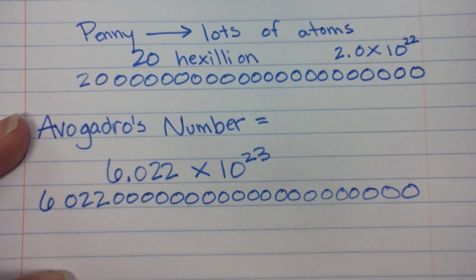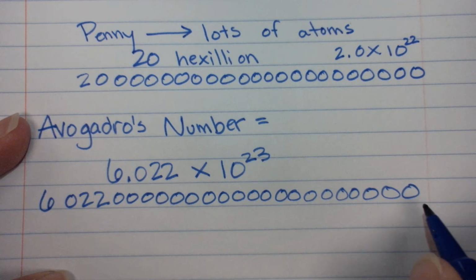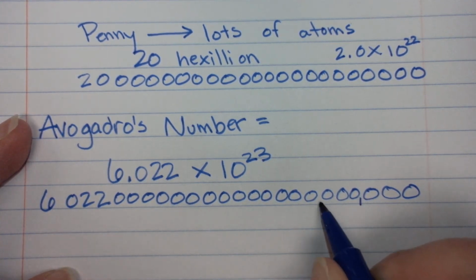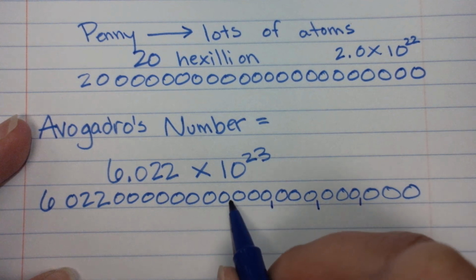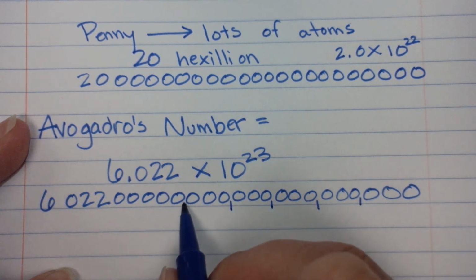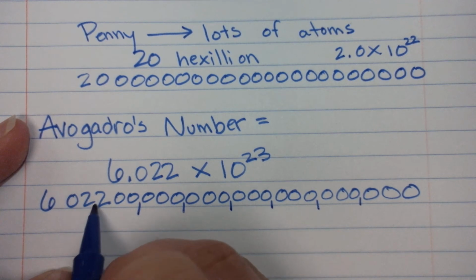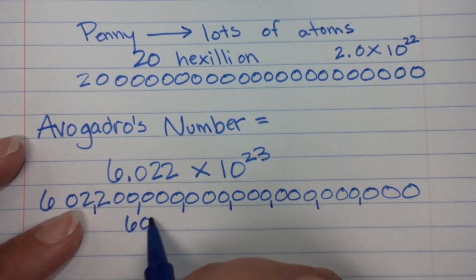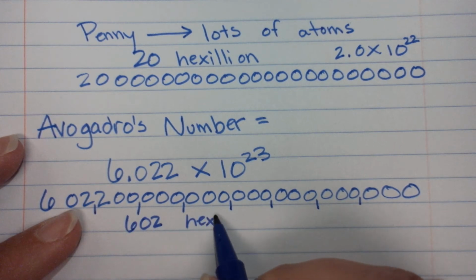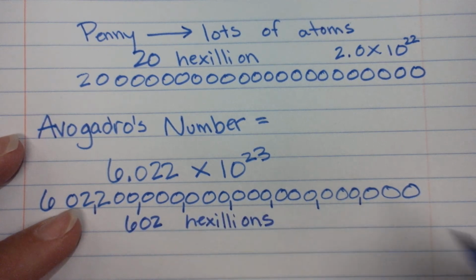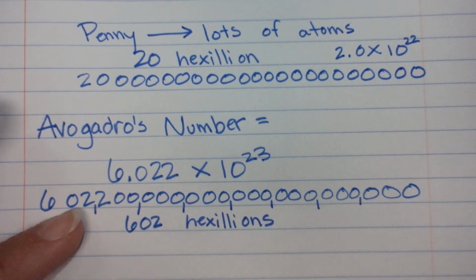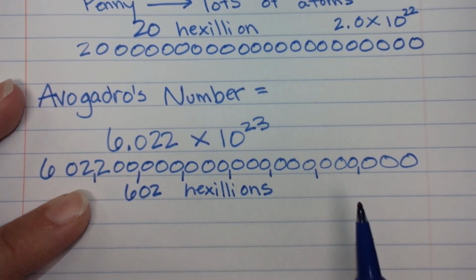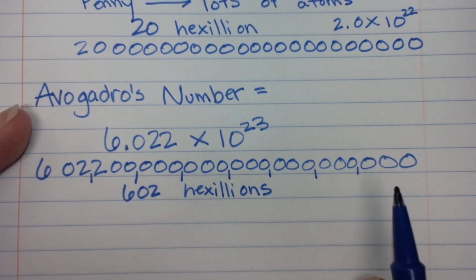But remember we said that was more dollars than were in all of the world. So that would not be possible. So we have hundreds, thousands, millions, billions, trillions, quadrillions, pentillions, 602 hexillions. That's a big number. When we look at this number, what does it even mean?